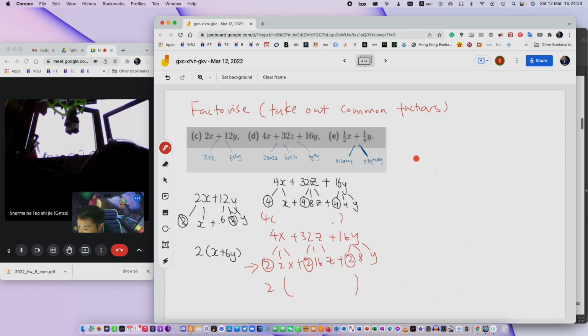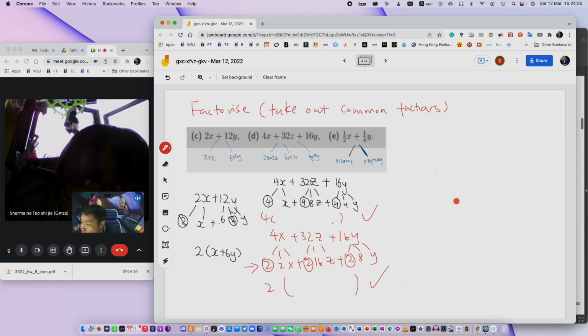Hello. Which one is correct? Your 4 is correct or my 2 is correct? Or both are correct? Or both are wrong?